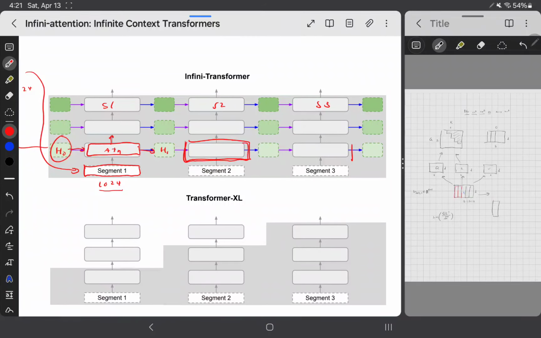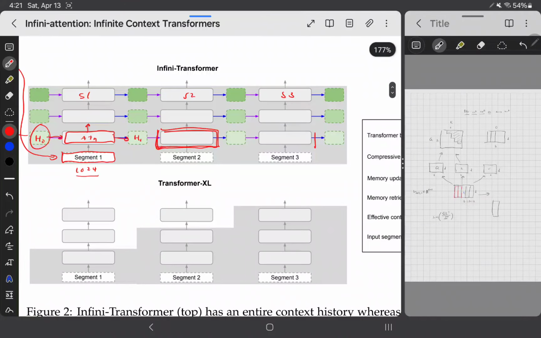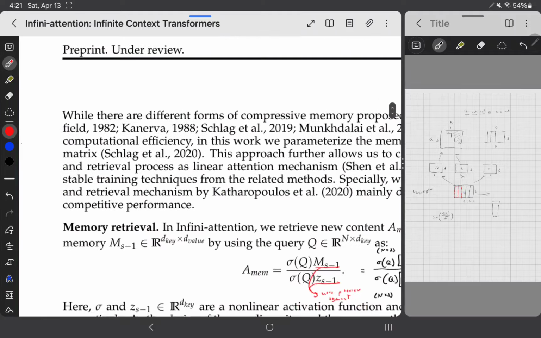It's not s squared in terms of the entire sequence length. It's just s squared in terms of the segment, plus this linear part in terms of the RNN hidden state. So that's the idea. Now this part here, this local attention, is just normal attention on the segment. What they add is the hidden state. So that's what we'll be going over now.